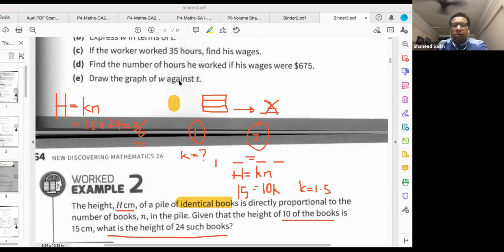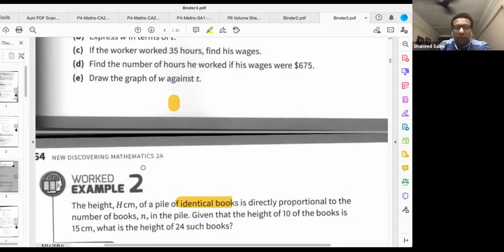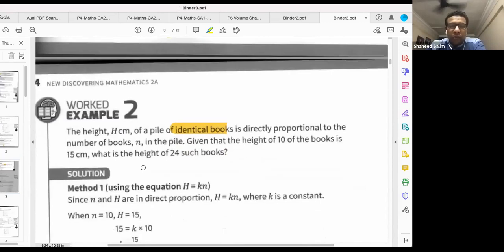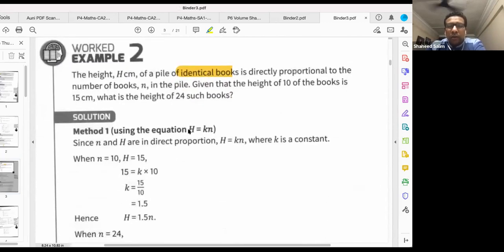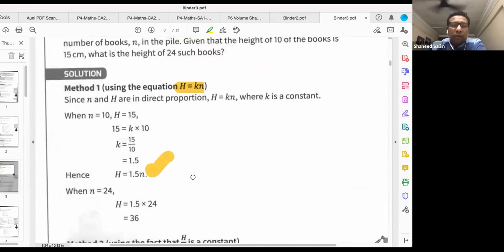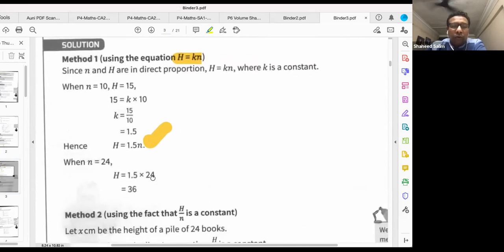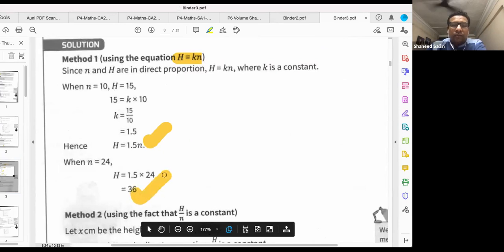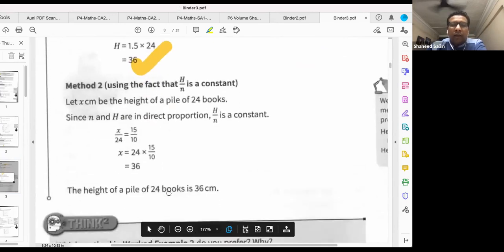Easy, yeah? Okay, I'm going to clear the screen. We try again. We just run through again down here. This is what we are using, right? So you substitute the value 15 equals 10K, then you find what K is. K is 1.5. And then you want to find 24. 24 times 1.5 is 36. That's it. Don't worry about the other method. That's one way.